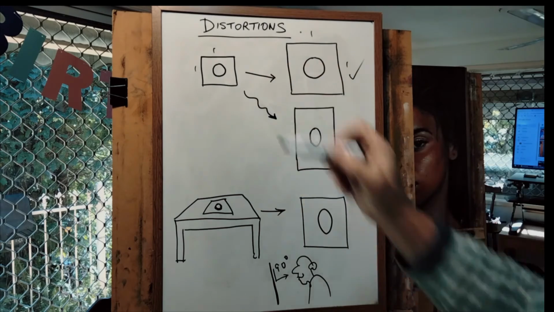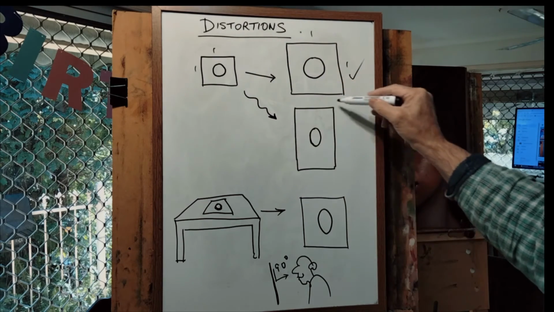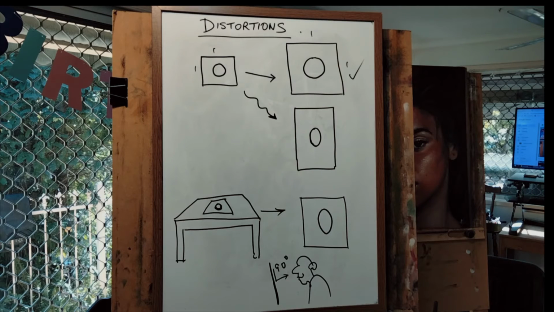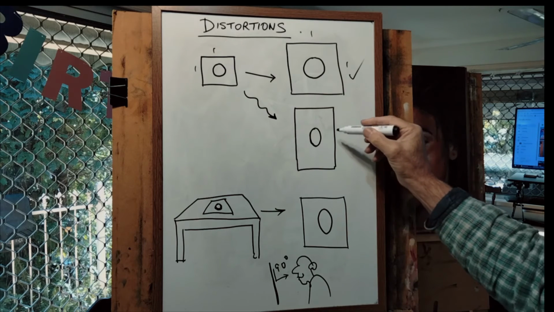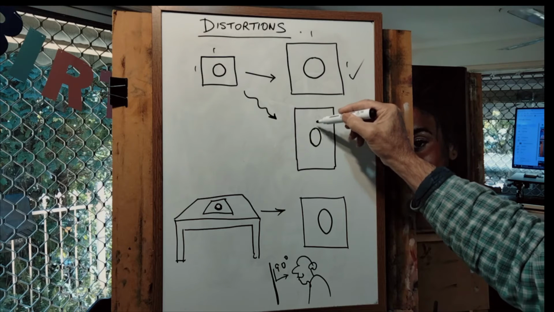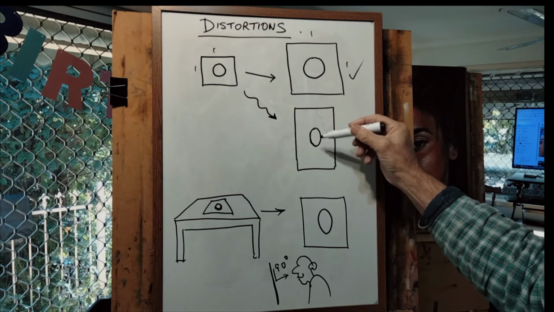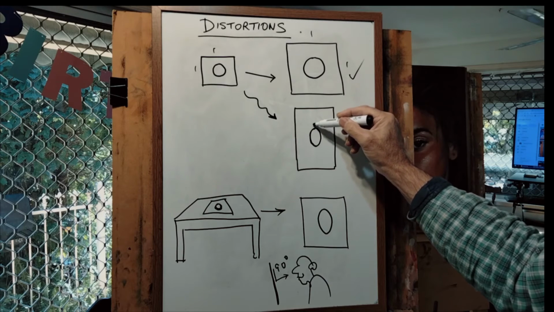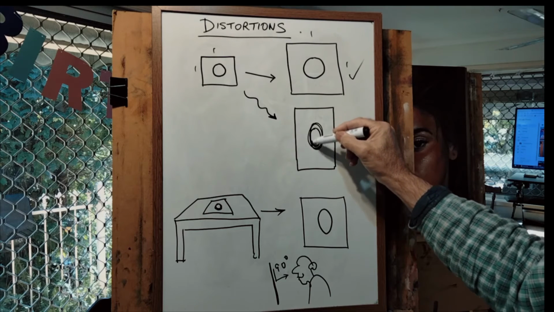If you're going from a square to a rectangle that's not square, there is going to be a tendency for you to be looking at the relationship to the edges and elongating it.